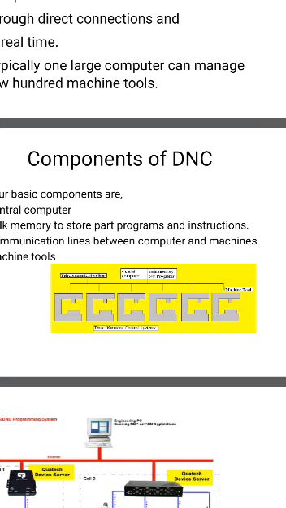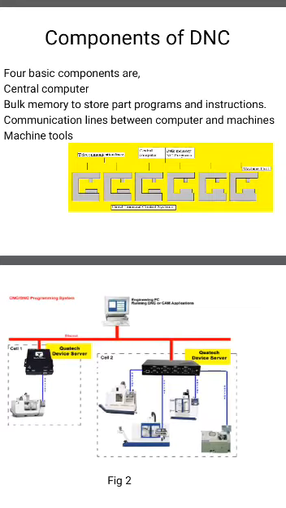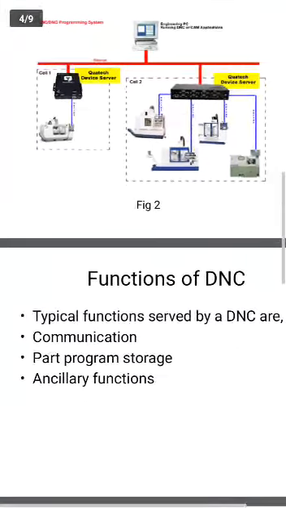Next, bulk memory. What will it do? It stores the part programs required for the CNC machines, collecting and storing all the programs required for CNC. Next, telecommunication lines. What will they do? It is the cable connection from the machine to the central computer, and it transmits program data to the remote site of the NC machine. So these are the different components of DNC.